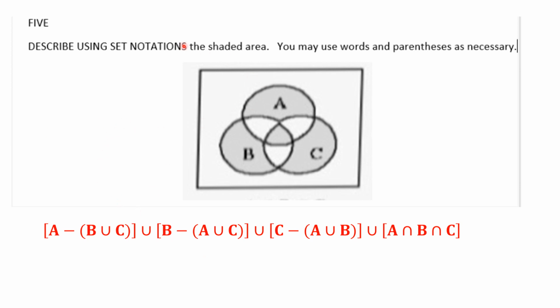Number 5, you were to describe using set notations the shaded areas, and you could use words in parentheses as necessary. Many students struggled with using correct notation on this and lost points for that. But here you see it's A minus B union C is this shaded part here. Similarly, B minus A union C is this part, and C minus A union B is this part. But then we had to add in the middle part, so that is the union of A intersect B intersect C. There were different ways you could describe this, but this was perhaps the simplest.